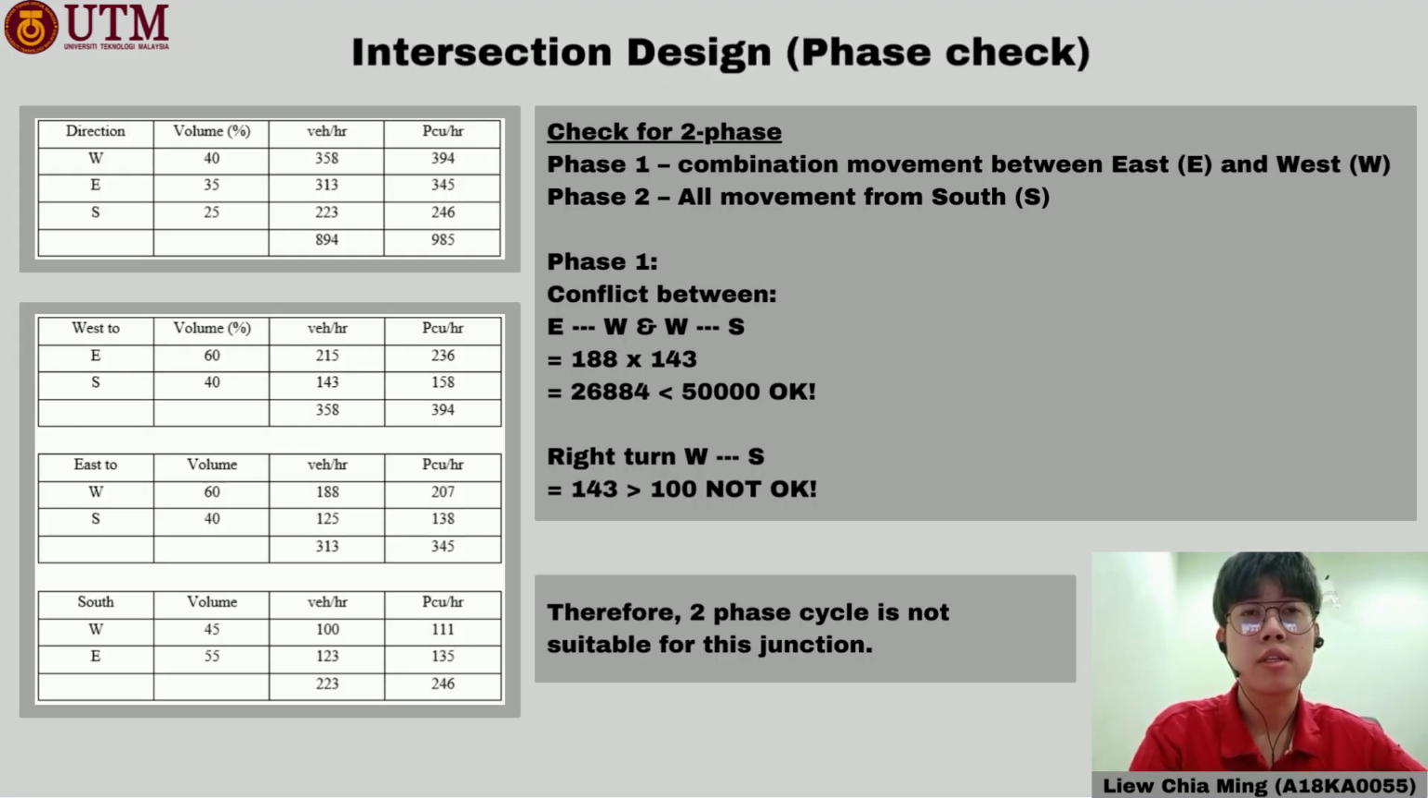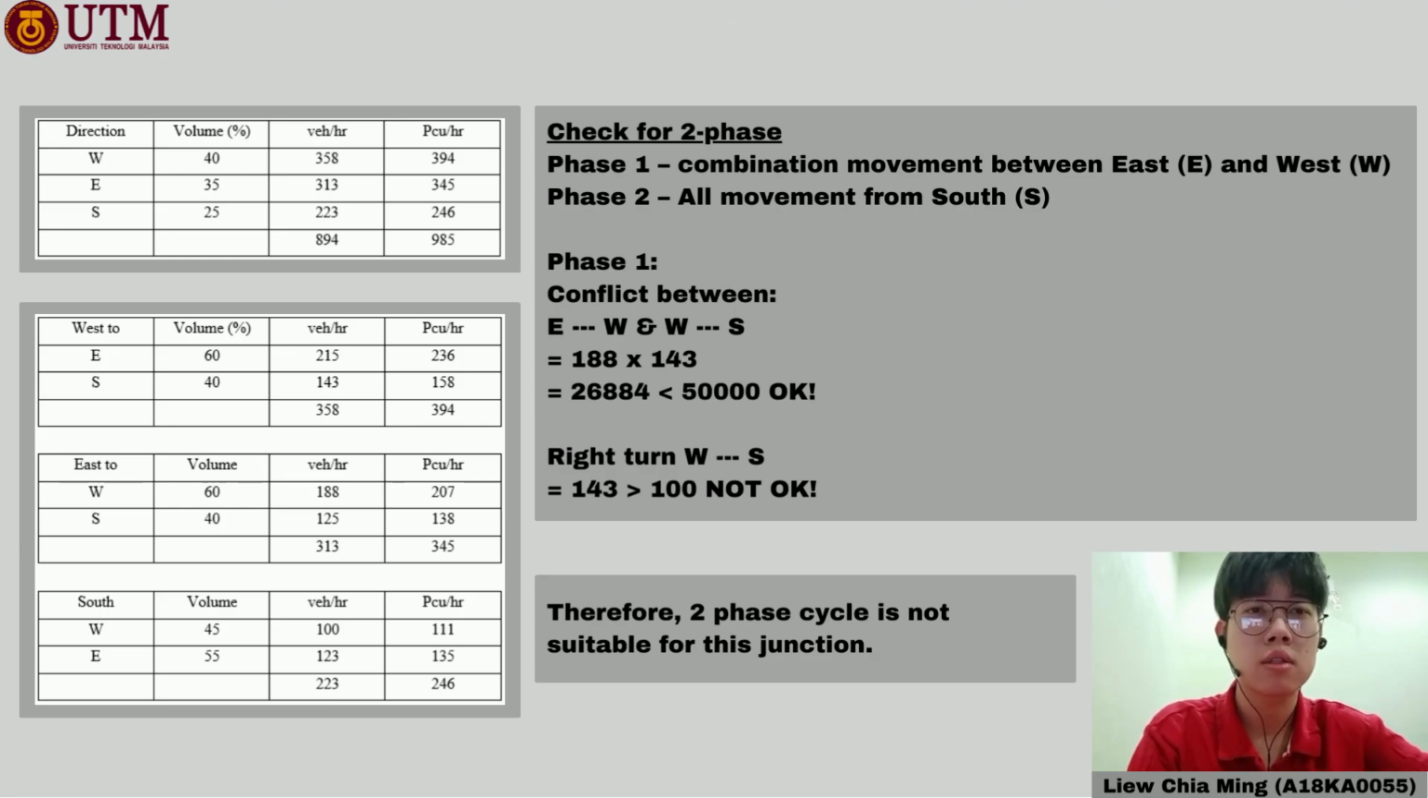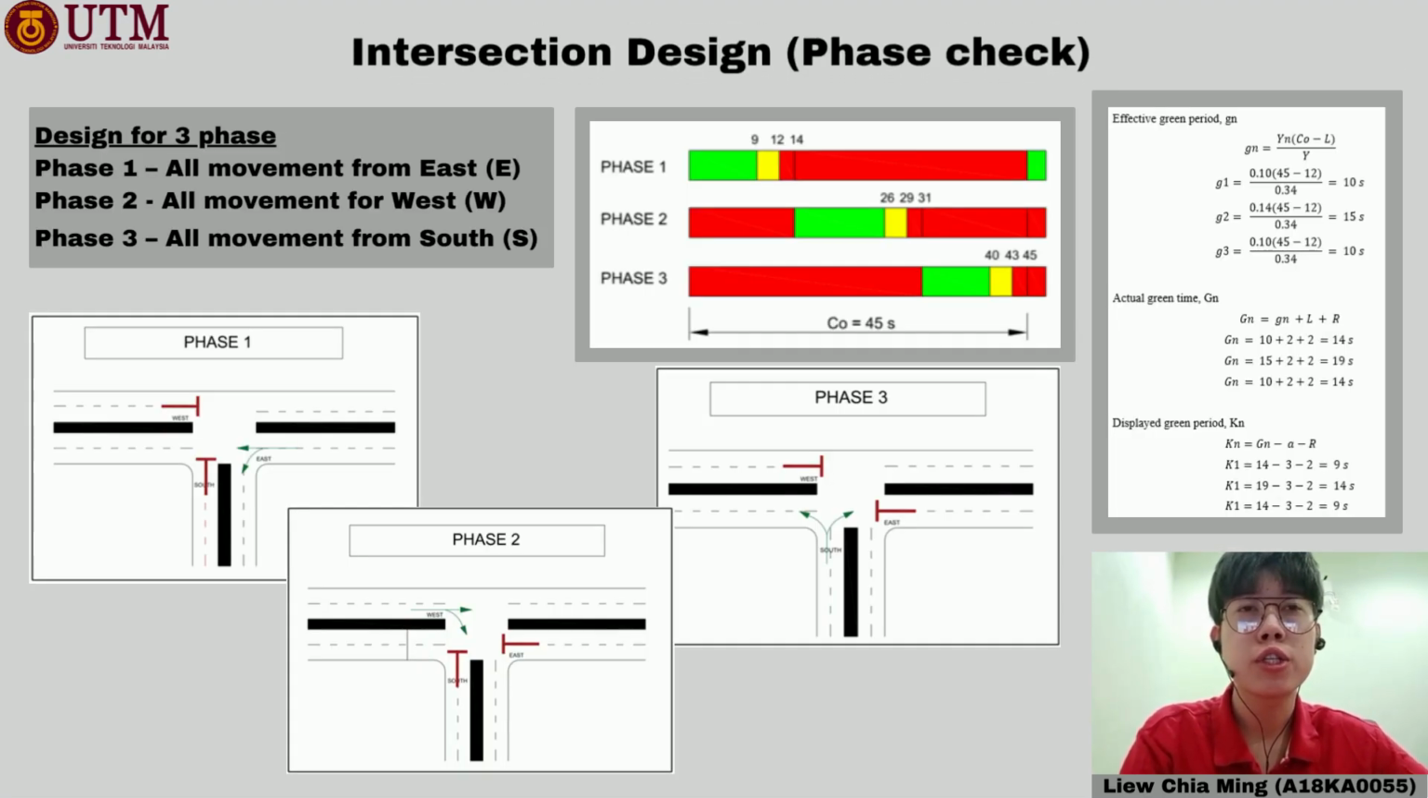The first step for the intersection design is the phase check. The phase at the traffic light is first checked for 2 phases, and it was found that it is not sufficient due to the traffic volume between east and west exceeding the limit. Thus, a 2-phase cycle is not suitable for this junction. Thus, a 3-phase cycle traffic system is proposed at the intersection. The calculation of effective green, actual green, and the displayed green period are shown above. Here are the phase diagrams proposed, and the full calculation can be found in the full proposal report. The same design procedure will be used for every intersection of the major route.